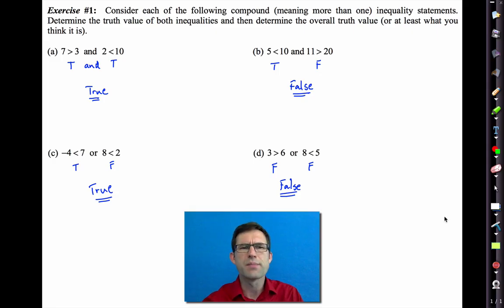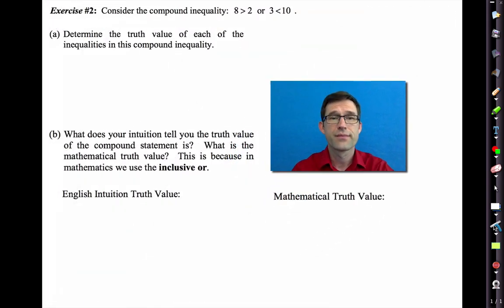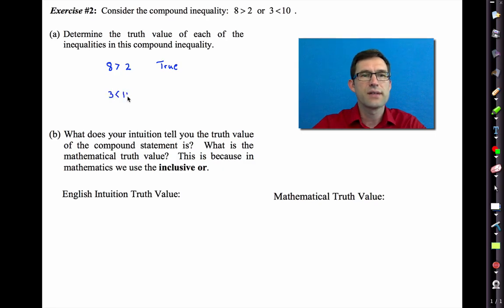But now let's go on to one that's a bit confusing. Okay, so I'm going to clear this out. Pause the video if you need to. All right, here we go. The only thing that's really confusing about compound inequalities is what comes next. Consider the compound inequality 8 is greater than 2 or 3 is less than 10. It says determine the truth value of each of the inequalities in this compound inequality. So 8 is greater than 2. Well, that's true. 3 is less than 10. Well, that's true.